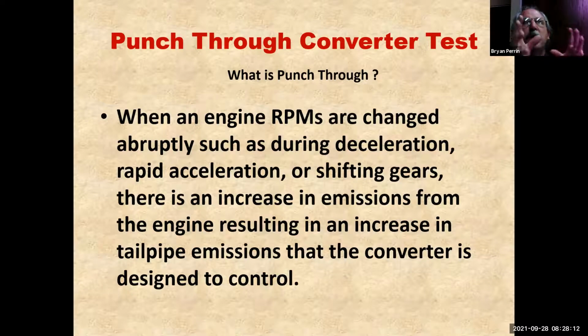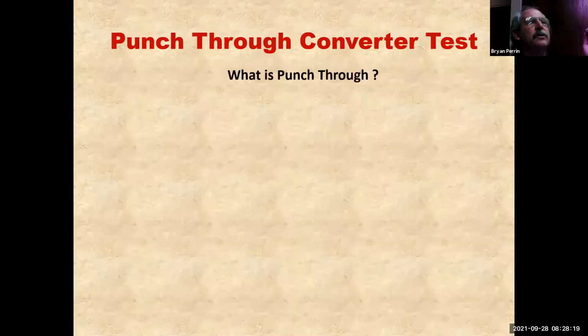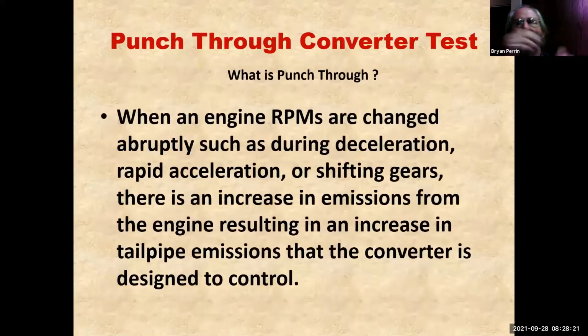So punch-through is not just a matter of, gee, something makes it through without touching the sides. Punch-through is the capacity of the converter, the cerium. So cerium is a big part of that punch-through capacity.